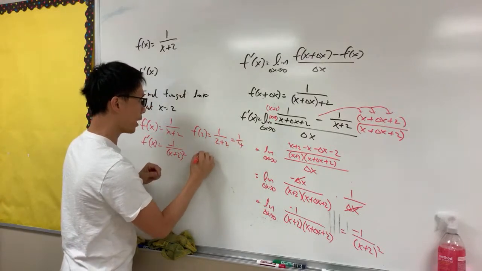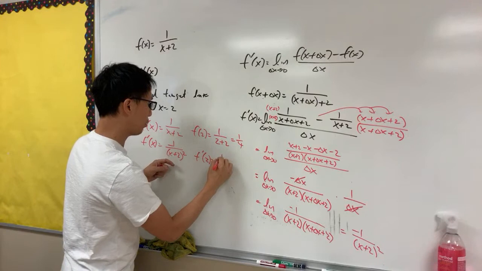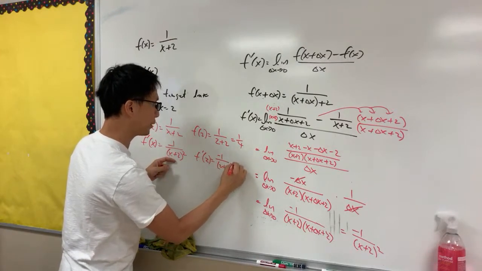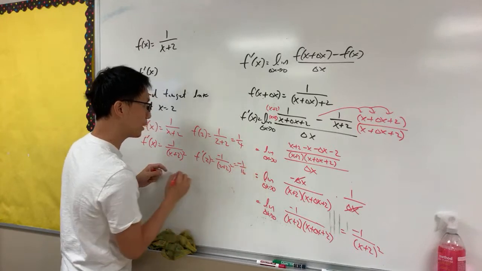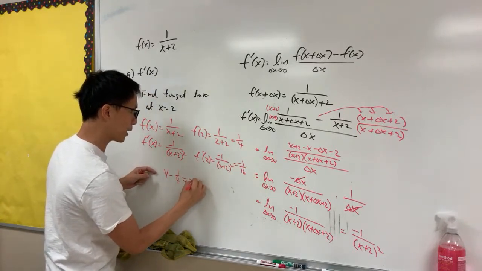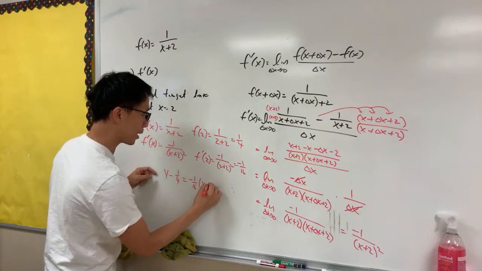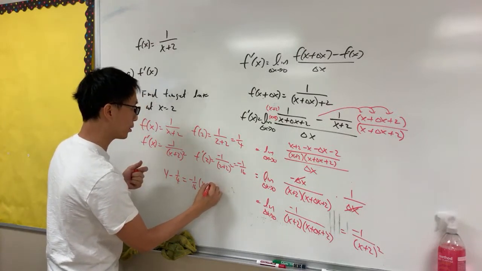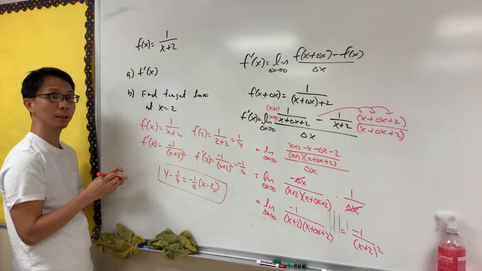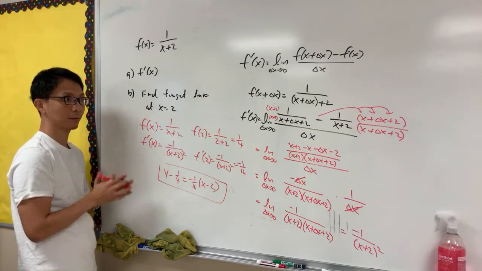Right? f prime of 2 is going to be what? Negative 1 over 2 plus 2 squared, so it'll be negative 1 over 16. So it'll be y minus 1 over 4 is equal to negative 1 over 16 times x minus what? 2, right? And that's my equation of the tangent line in this case.